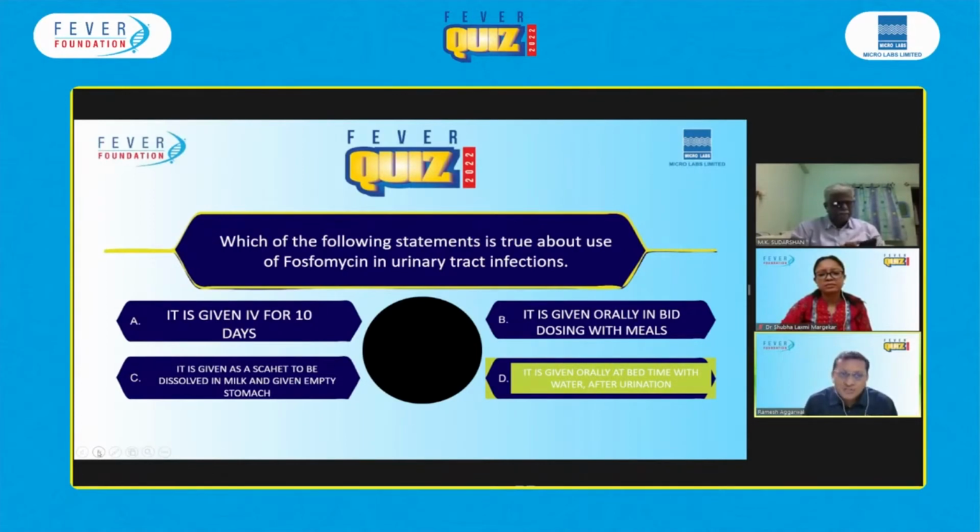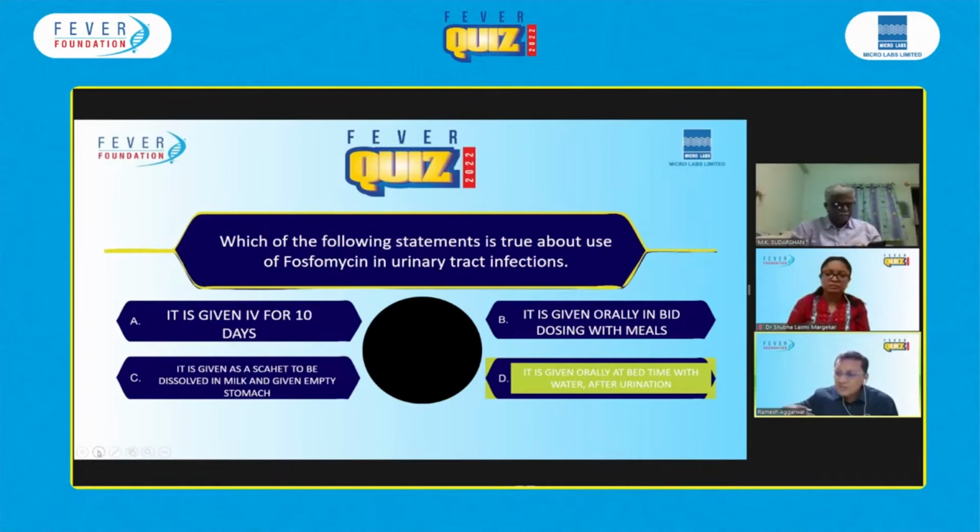And the precaution which has to be taken is that, again, it must not be taken with meals. So either the patient has to take it in the early morning, or 2 hours after a meal, or at bedtime, which is more preferable. So the choices were close enough.